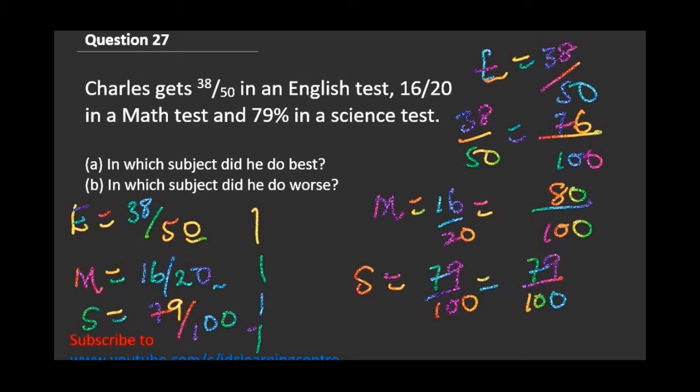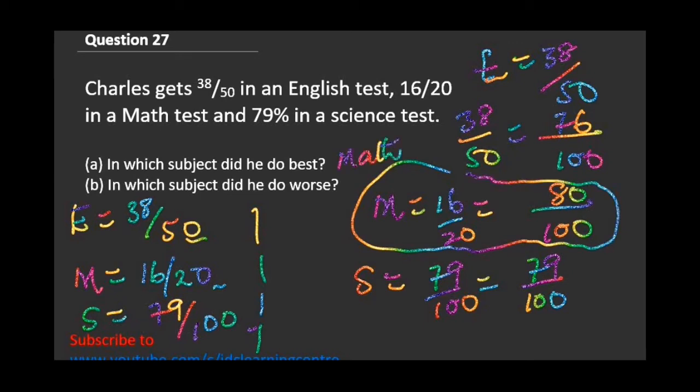In which subject did he do best? The answer will be math, which is this. In which subject did he do worst? The answer will be English, which is 76 over 100.